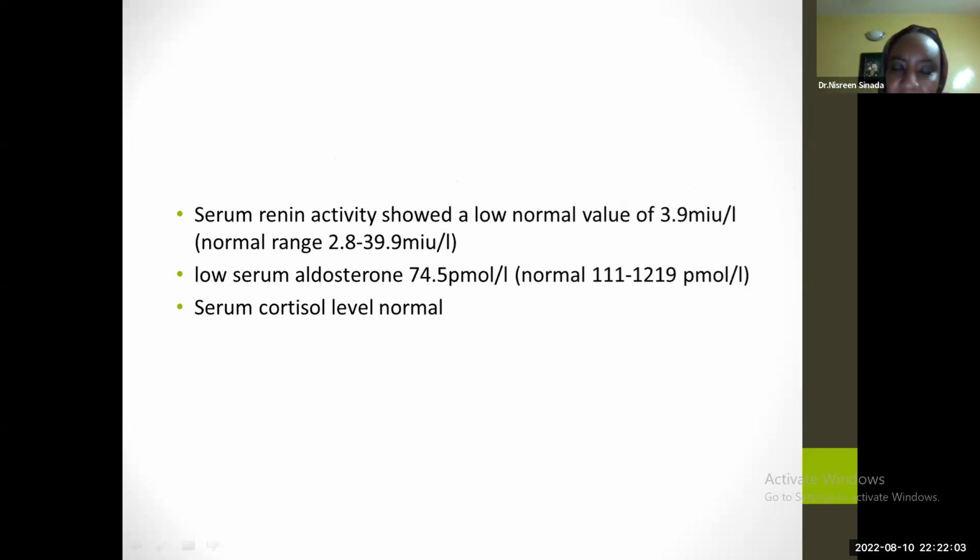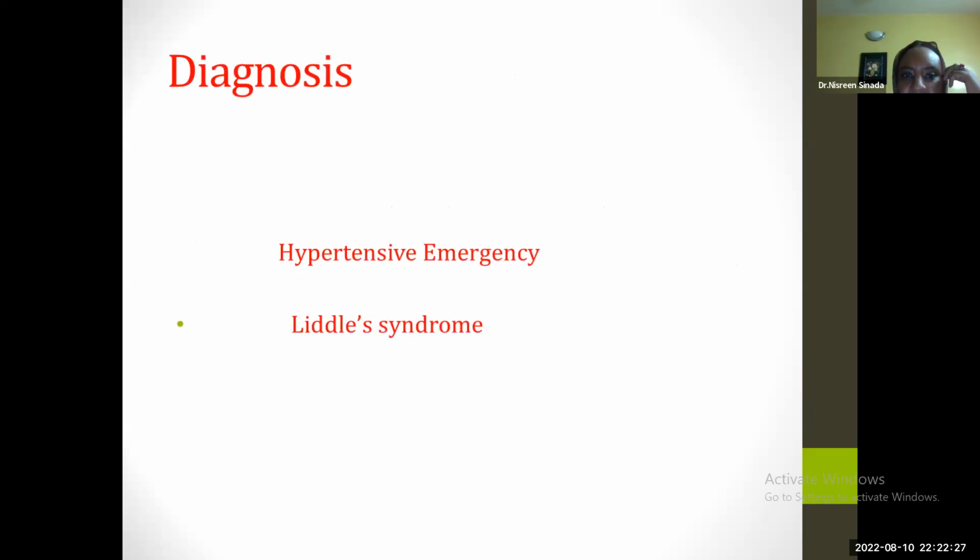Anyone can write in the chat box. We did the aldosterone level, which is normal, and the renin is low, also lower limit of normal. Yeah, it is Liddle syndrome. So how do you confirm Liddle syndrome? So it is a hypertensive emergency and it is Liddle syndrome.